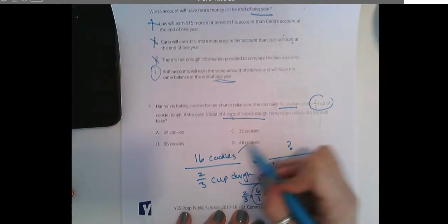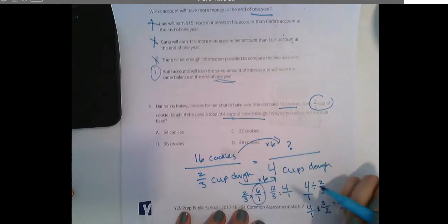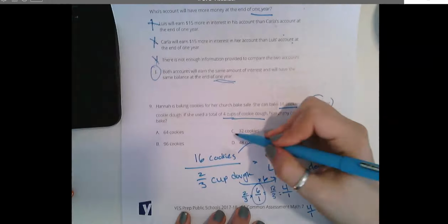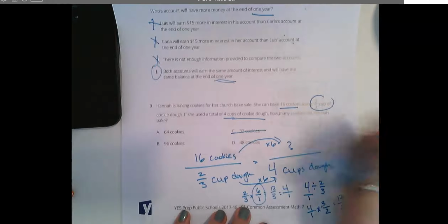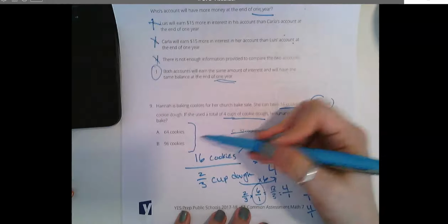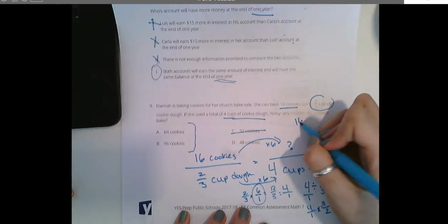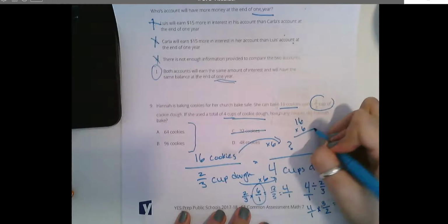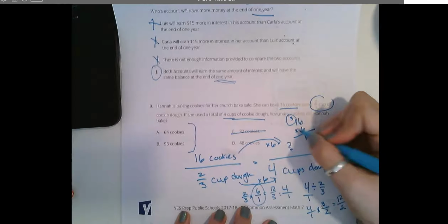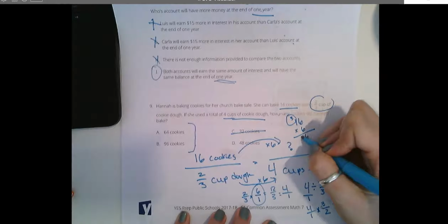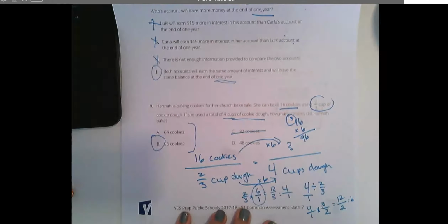Times 6. 16 times 6. It's probably not going to be 32. That's times 2. That's too small. My guess is it's going to be one of these just because we're looking at larger numbers, but I'm actually going to do it because I don't want to guess at this point. 6 times 6 is 36. 6 times 1 is 6, plus 3 is 9. And our answer is B.